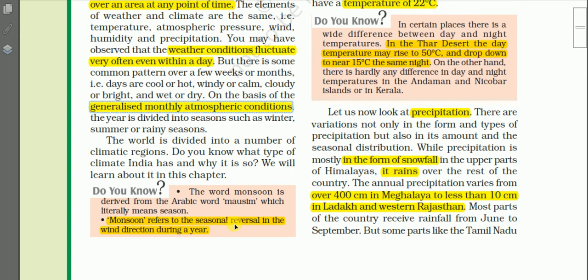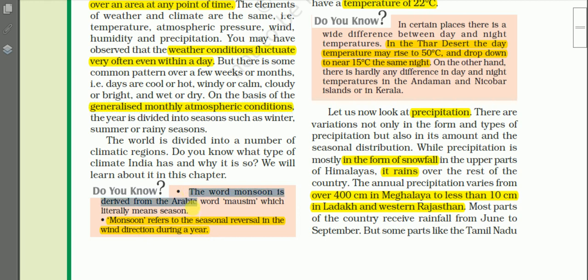And here, can you tell me what type of climate is enjoyed by India, as you have learned in the previous classes? I think you will find that the type of climate enjoyed by India is monsoon. Okay, monsoon type of climate. We can say it is a subtropical monsoon type of climate. And about the meaning of monsoon, it is given here.